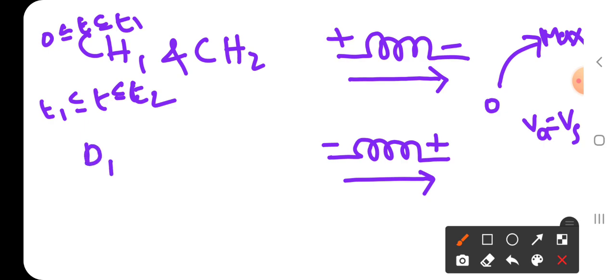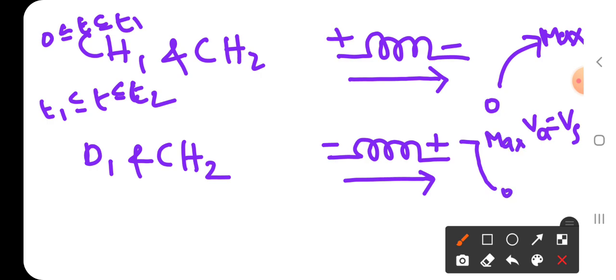Therefore D1 and CH2 are on. Thus now what happened? The current is decreased like this from maximum to 0. And the load is not connected to the source. As the load is not connected to the source and is connected across the diodes, I can take this as 0. Yes, at T2 the current is 0, hence D1 is turned off.